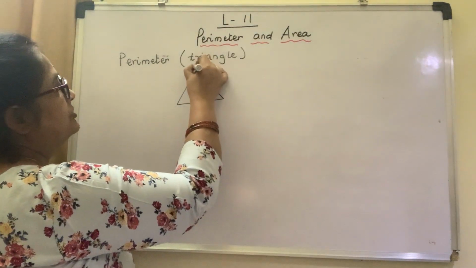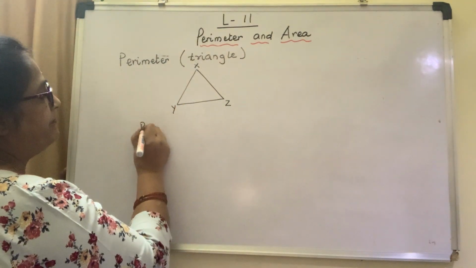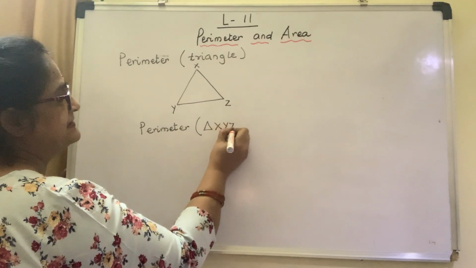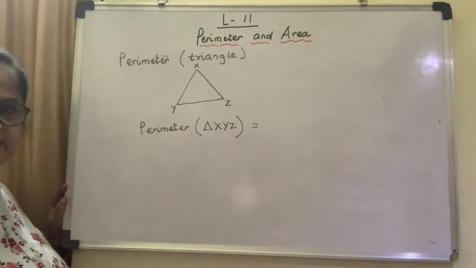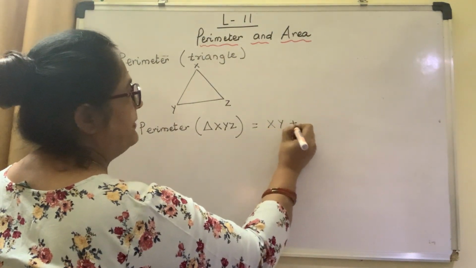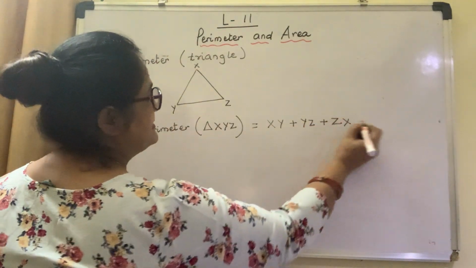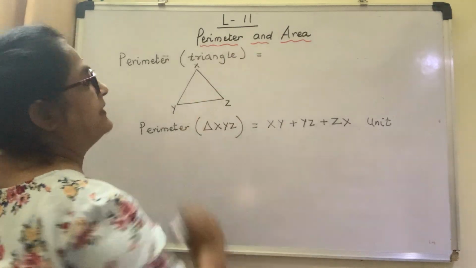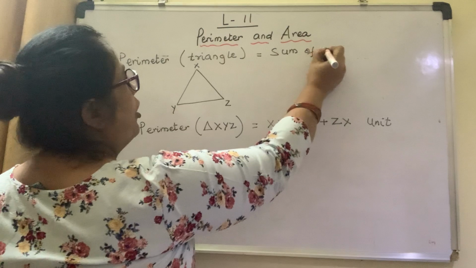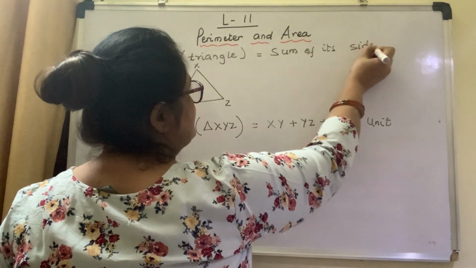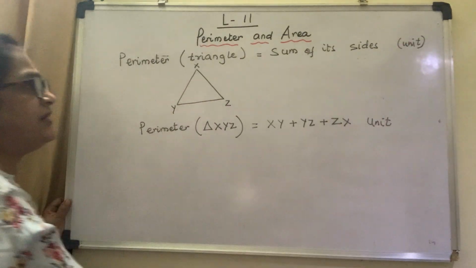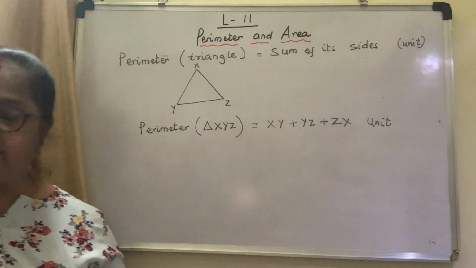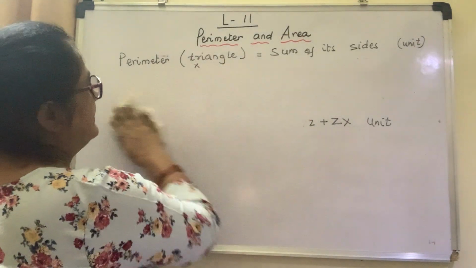So if this is your triangle XYZ, then the perimeter of this triangle XYZ will be the sum of the sides, that is XY plus YZ plus ZX units. So perimeter of a triangle is the sum of its sides. That will be the perimeter of any triangle. Take the sum of the sides, you will get the perimeter. Right. Next.